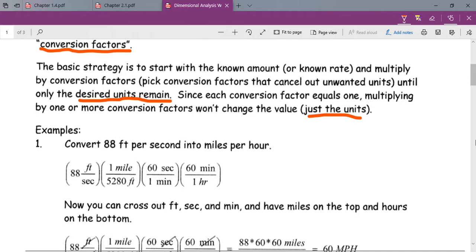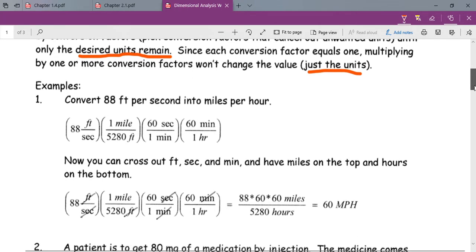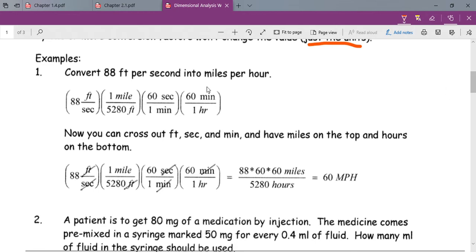So on our first example here, it says convert 88 feet per second into miles per hour. So we've got 88 feet per second. We want to convert that feet per second into miles per hour. So what we're looking at ending up with is simply miles an hour. This is our very first unit we started with, 88 feet per second. So the first thing that you're going to write is this. Okay, you're not obviously going to have all this over to the right. You're going to kind of work your way there.